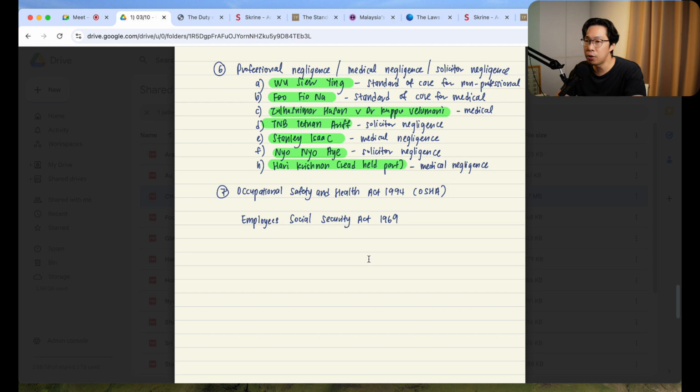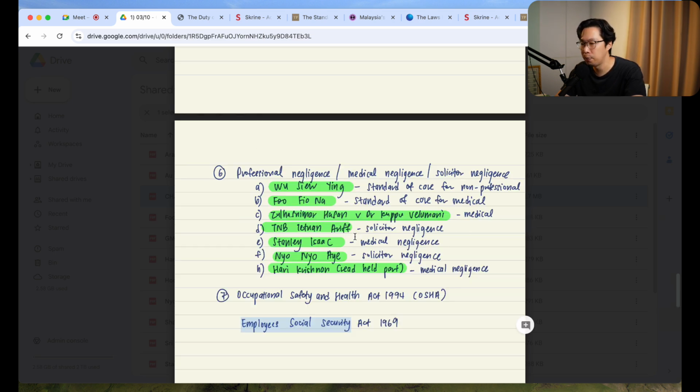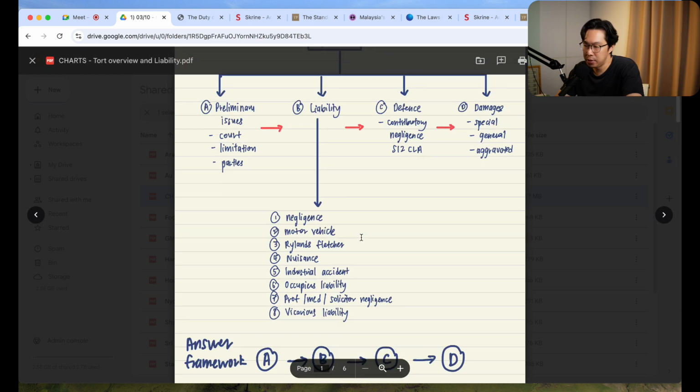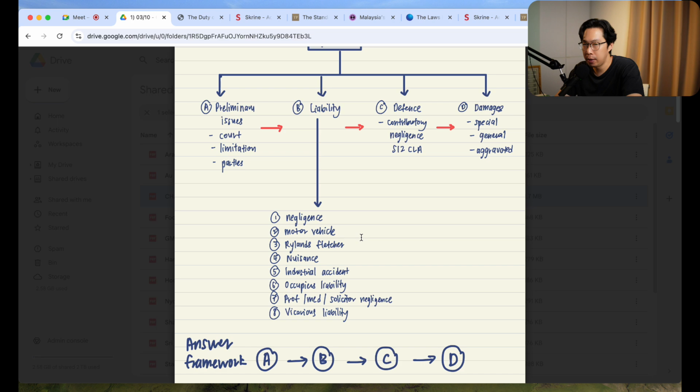All right, so SOCSO, you have to pay. Your employee has to pay depending on your salary. It's not so much, it's less than 100 ringgit. Sometimes 7 ringgit, 10 ringgit, I forgot how much already, not a lot. This is your SOCSO.